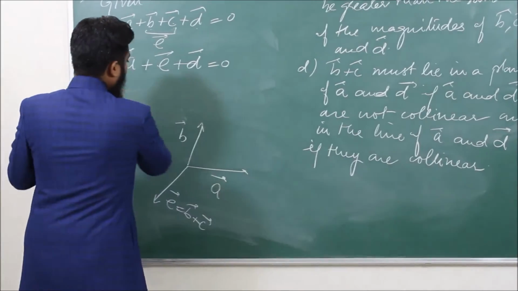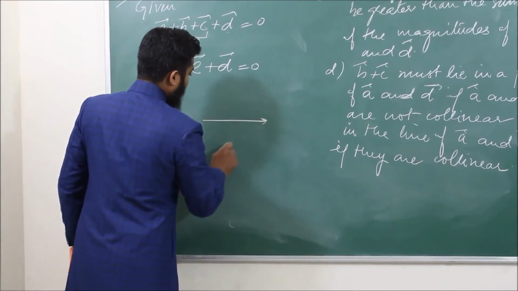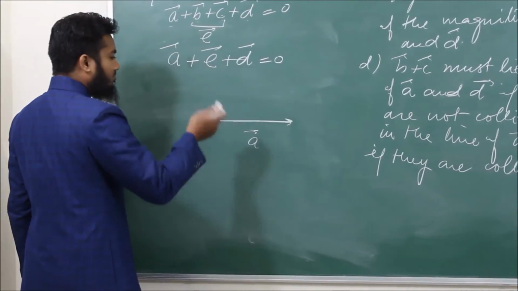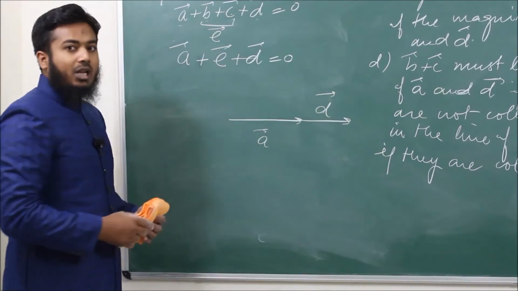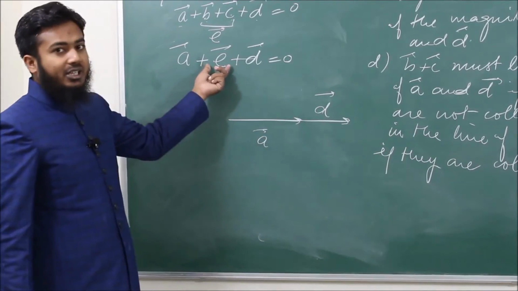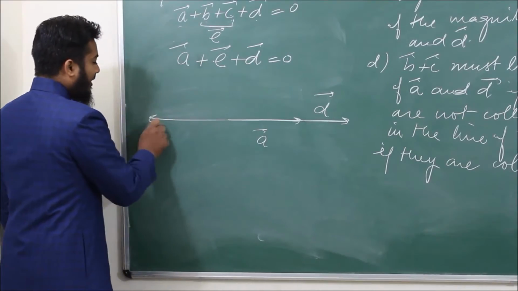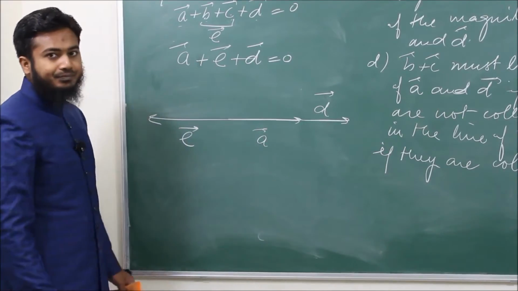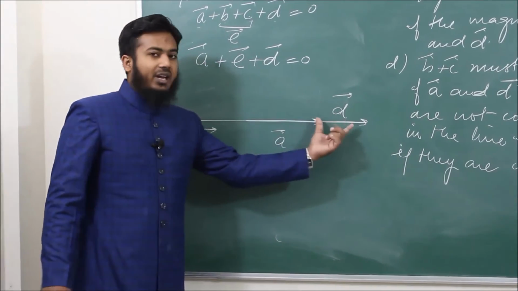So let's see if A and D are collinear. So we have two vectors, A and, say, on the same line there is vector D. Now the sum of three vectors A, D and the vector E, which is B plus C, is going to be 0 only when the vector E is in this direction. Vector E, which is B plus C, will be opposite to the sum of A and D.